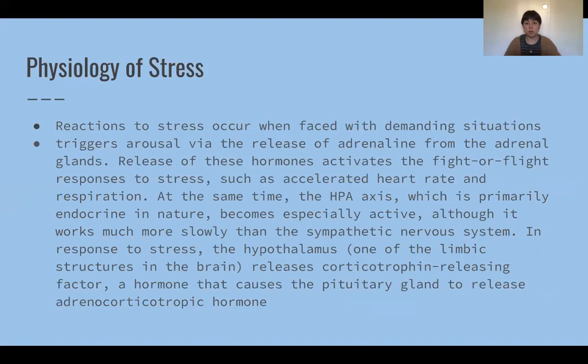And at the same time, the HPA axis, which is primarily endocrine in nature, becomes especially active, although it works much more slowly than the sympathetic nervous system. In response to stress, the hypothalamus, which is part of the limbic system in the brain, releases corticotrophin releasing factor, which is a hormone that causes the pituitary gland to release adrenocorticotropic hormone.